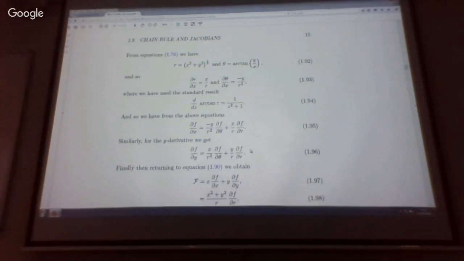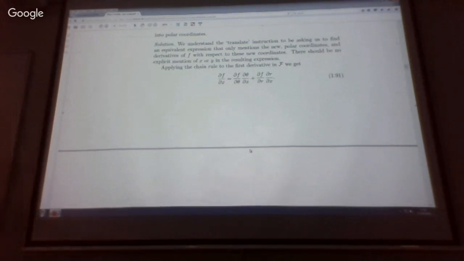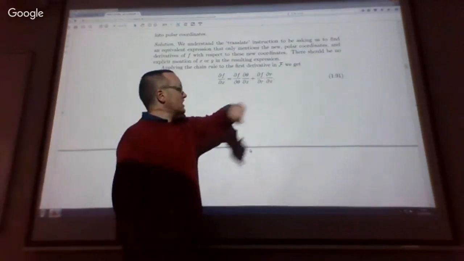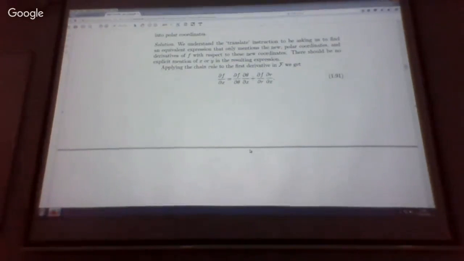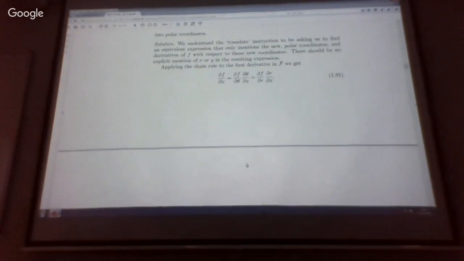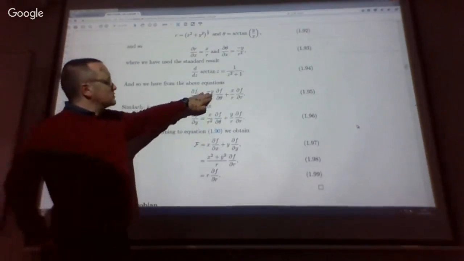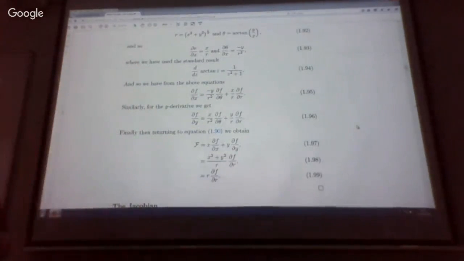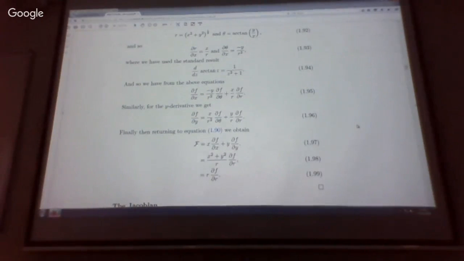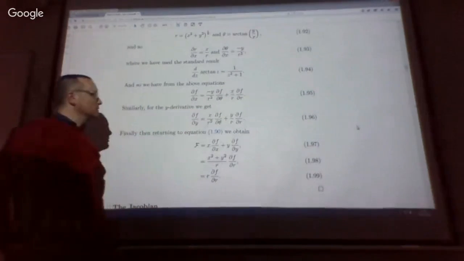So taking those quantities for the partial derivatives and substituting them back into this original chain rule equation, so I've got dθ/dx and dr/dx now. Putting those back in there gives me this expression here. df/dx is minus y over r squared df/dθ plus x over r df/dr. Now I've still got x's and y's appearing here. I might be able to get rid of those in a moment.